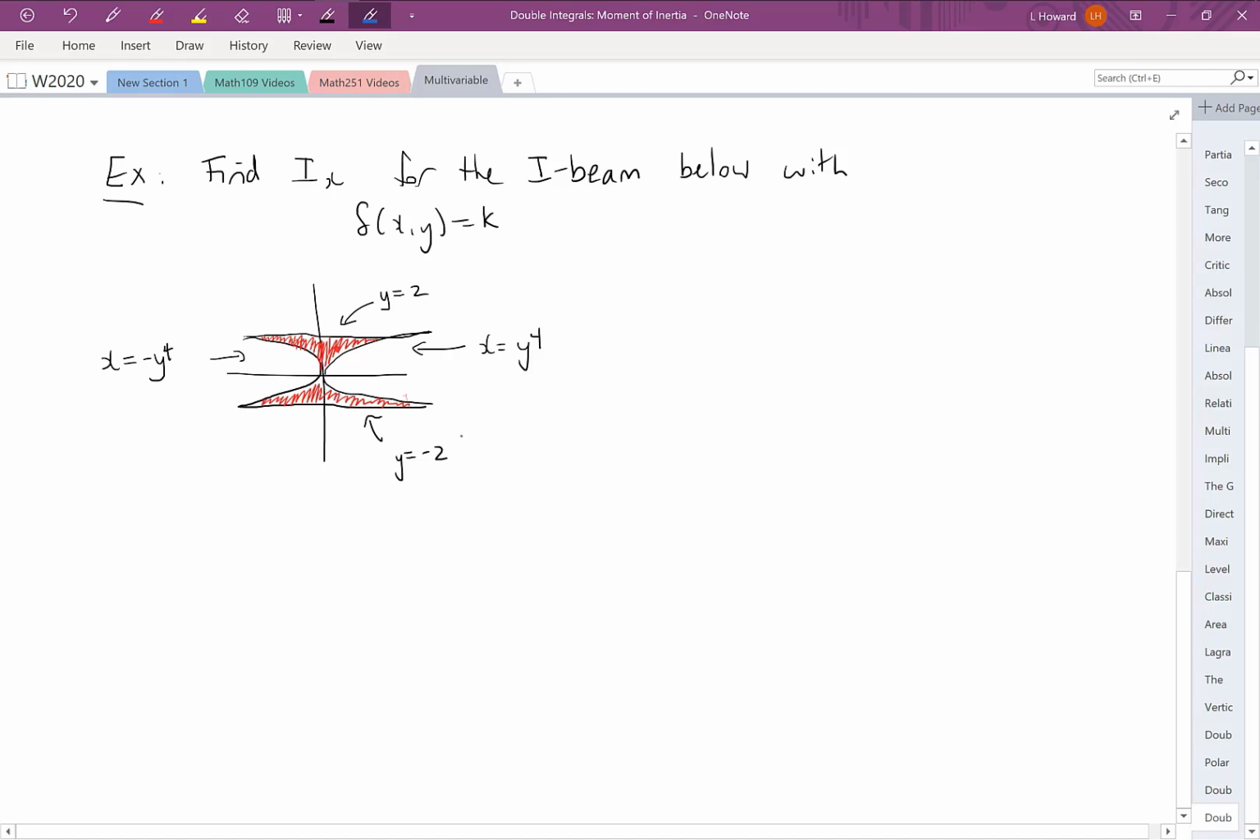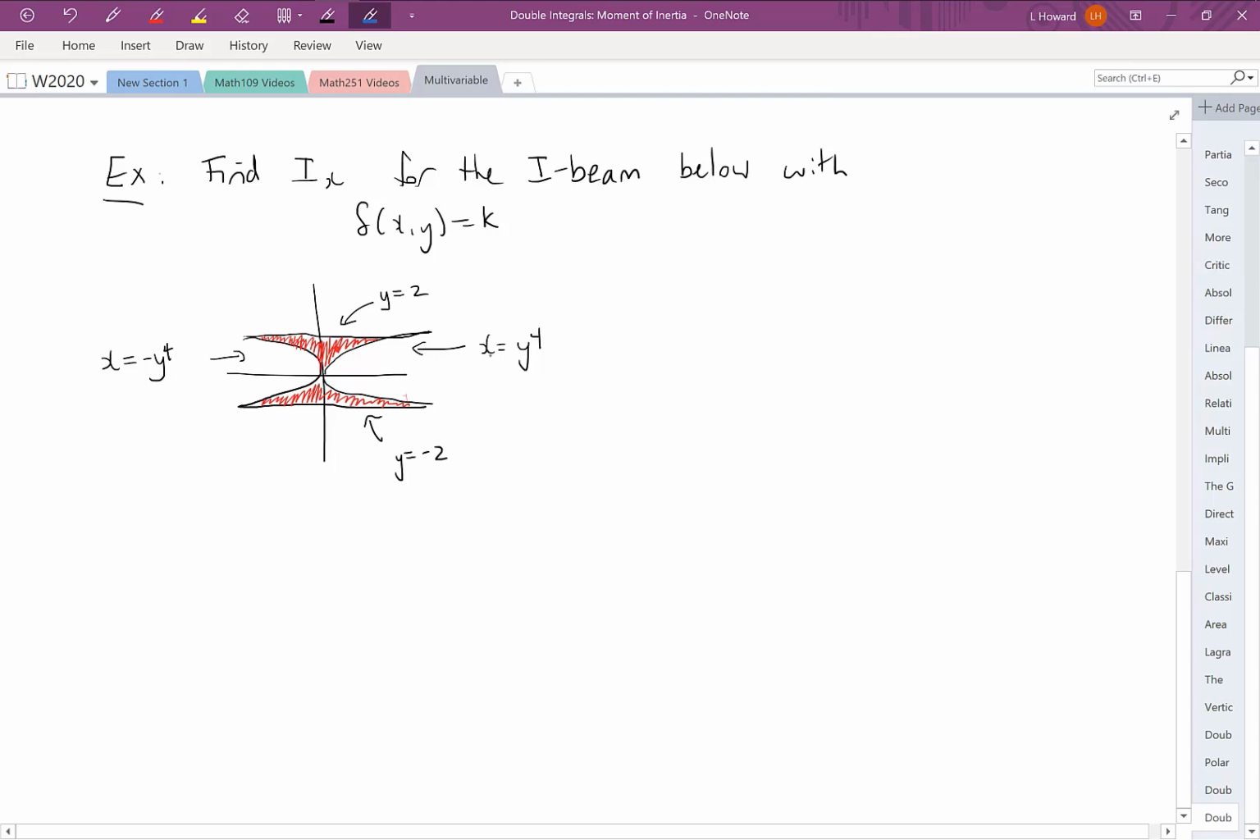So our problem is to find I sub x, in other words, the moment of inertia about the x-axis, for the I-beam in the picture below with delta equal k. So k is a constant here, it just means we have constant density throughout this lamina. And we've got this picture here would be part of the problem. So we've got a description of the different curves that are forming the boundary of our I-beam.